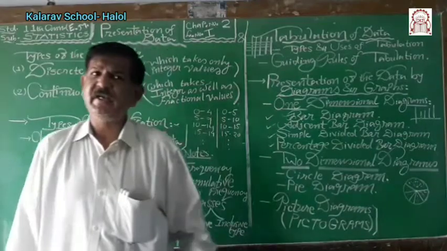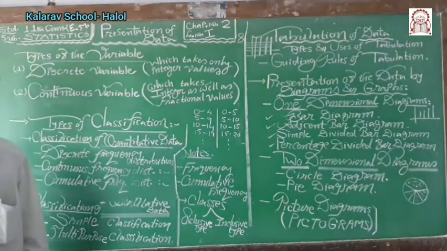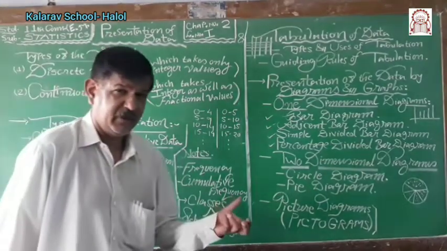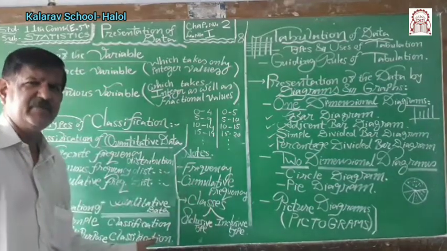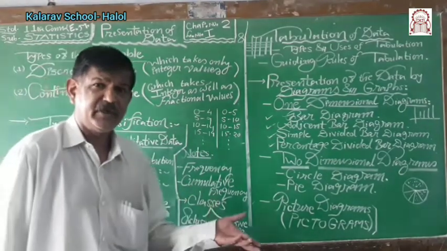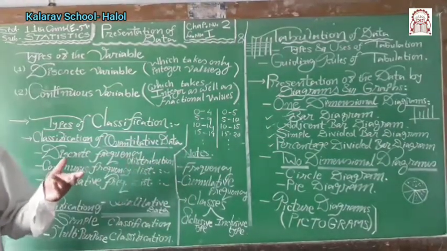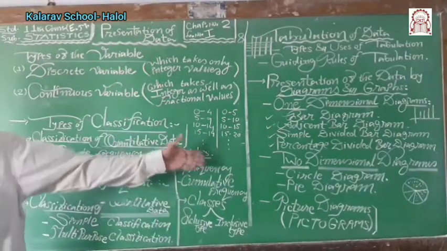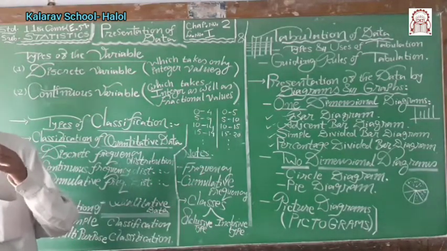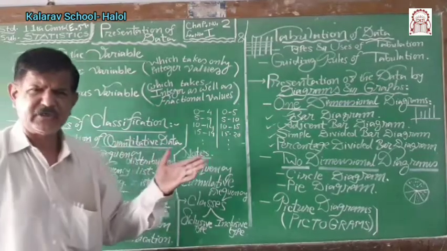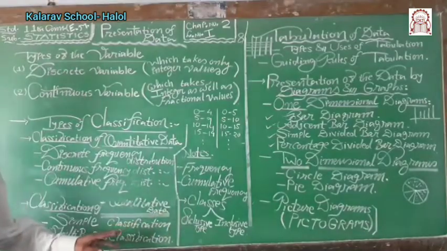According to Croxton and Cowden's definition of statistics, which we have seen in chapter 1, statistics means collection of data, organization of the data, where organization means classification and presentation of the data, analysis of the data, and interpretation of the numerical data. That is why data must be presented properly. With proper presentation, it becomes easy to understand. So please be well prepared in the theory part of this chapter from our textbook.